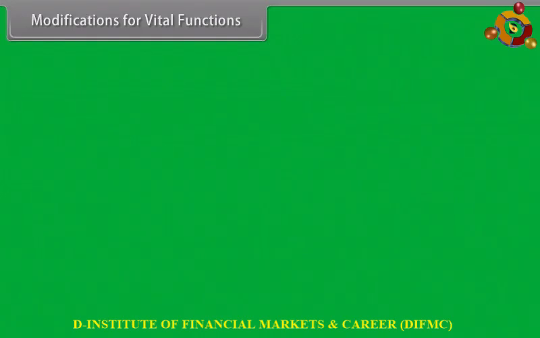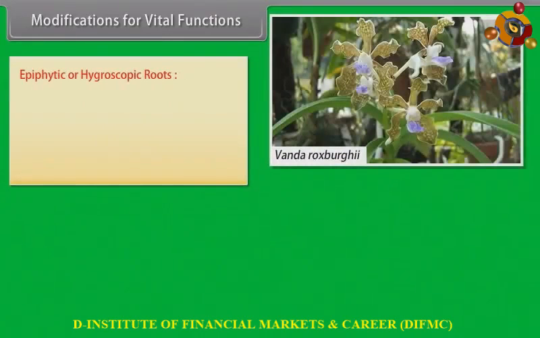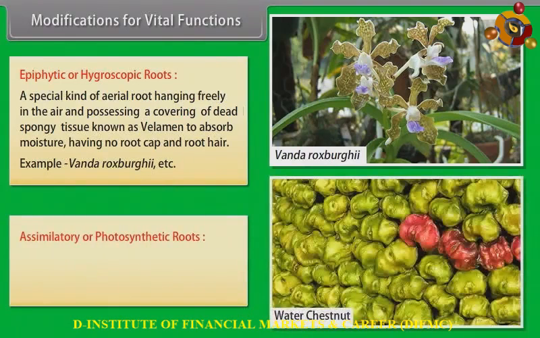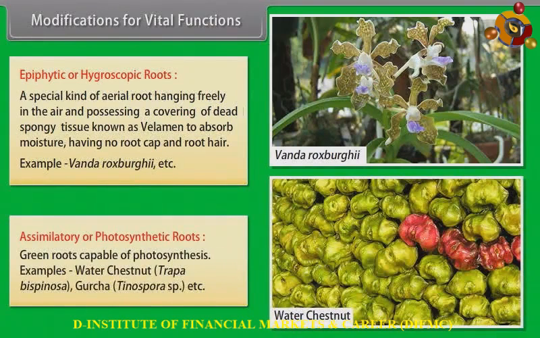Modifications for vital functions. Epiphytic or hygroscopic roots. A special kind of aerial root hanging freely in the air and possessing a covering of dead spongy tissue known as velamen to absorb moisture, having no root cap and root hair. Example, Vanda roxburghii, etc. Assimilatory or photosynthetic roots. Green roots capable of photosynthesis. Example, water chestnut, giloy, etc.